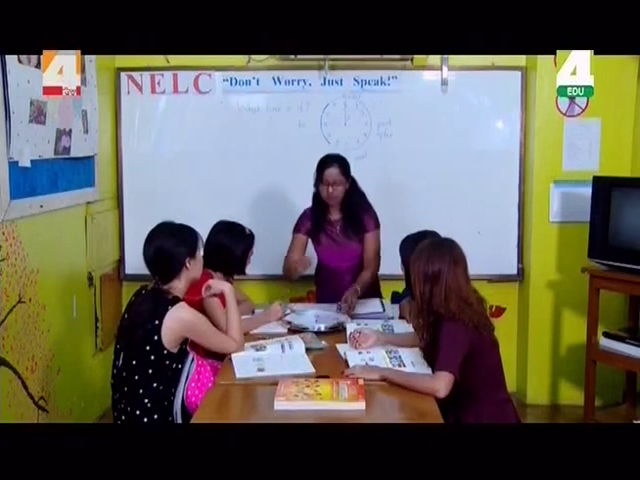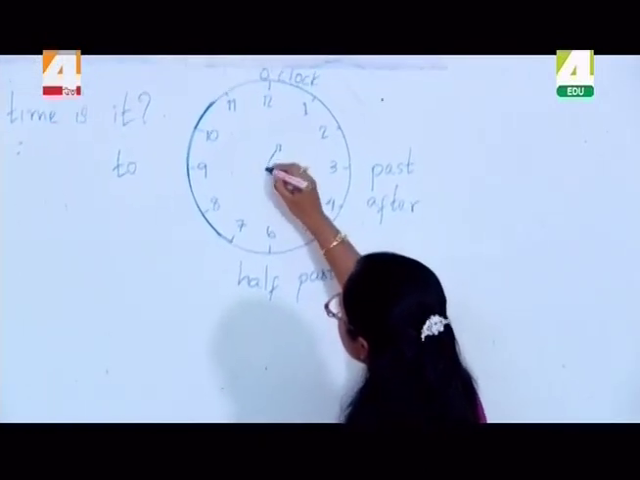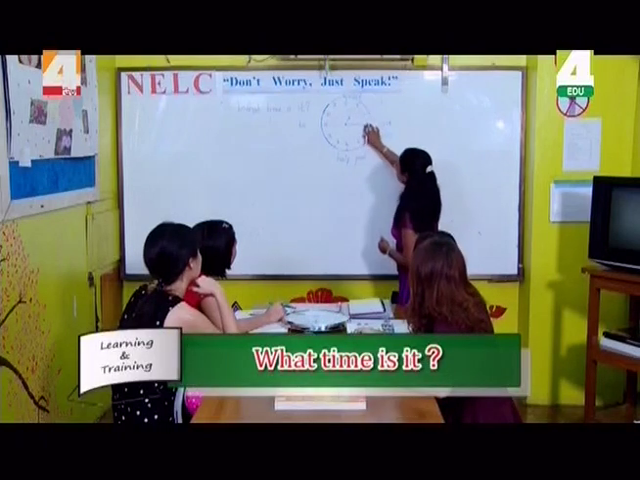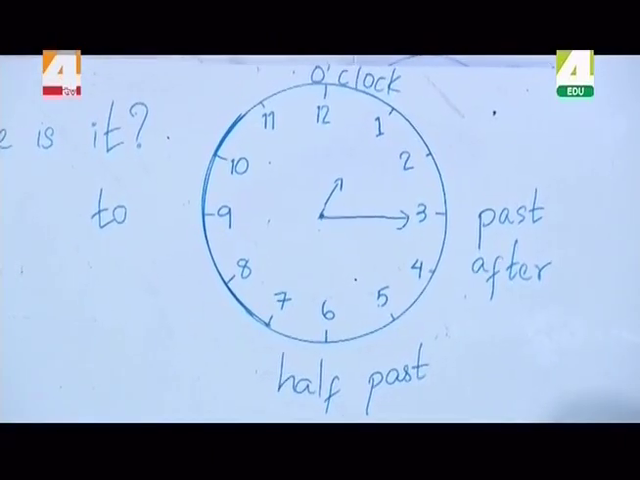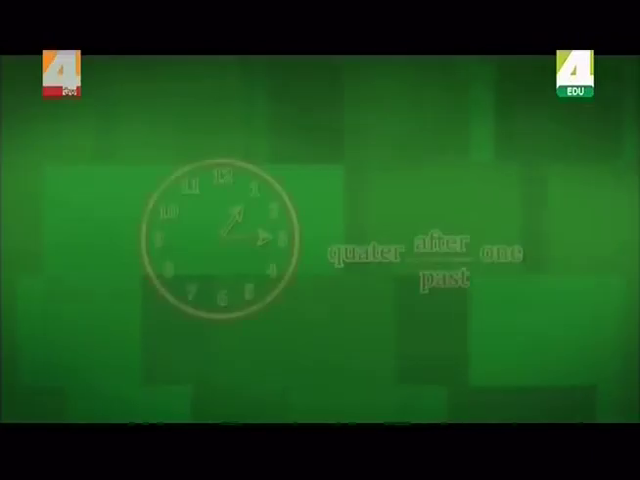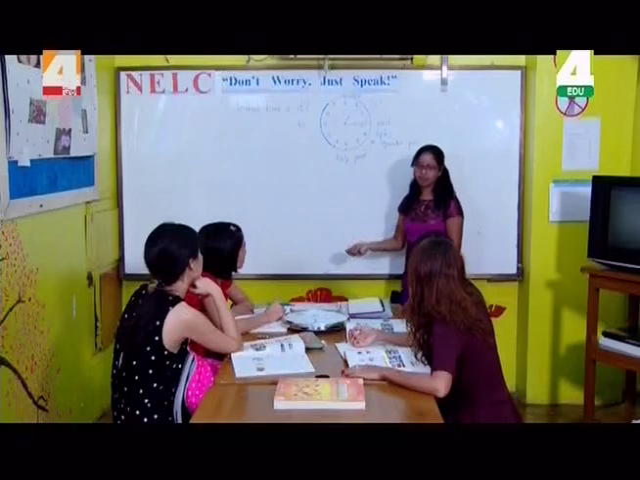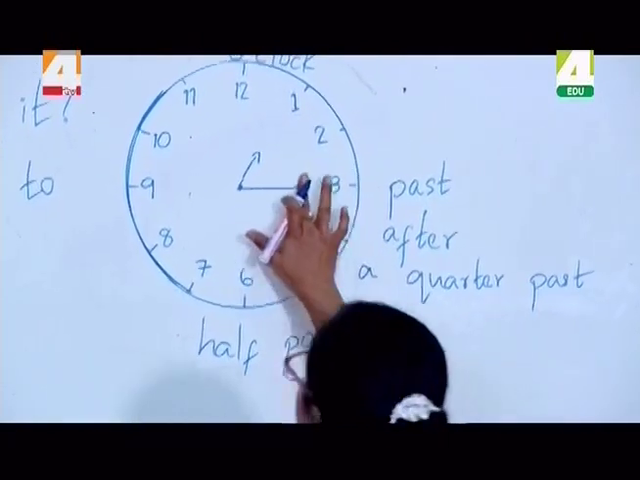But teacher wants to tell one more thing, okay? So here, what time is it? Quarter after 1. Very good. If the long stick is at 3, we always use a quarter past or a quarter after. Okay? If the minute stick is at 3, instead of saying 15 past, we can say a quarter past.